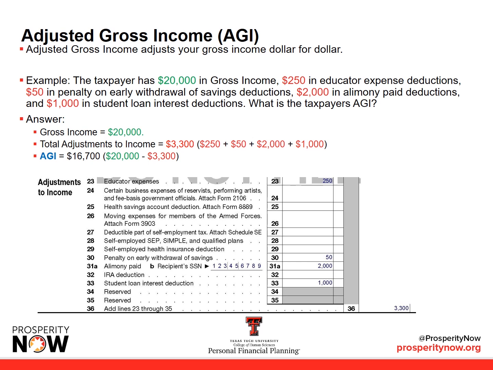For example, if a taxpayer has $20,000 in gross income, $250 in Educator expense deductions, $50 in penalty on early withdrawal of savings deductions, $2,000 in alimony paid deductions, and $1,000 in student loan interest deductions, what is the taxpayer's AGI? To get this answer, we'll take the gross income, $20,000, and subtract the adjustments, which is $3,300, and then the adjusted gross income, or AGI, is $16,700.